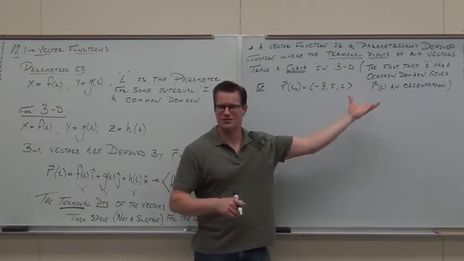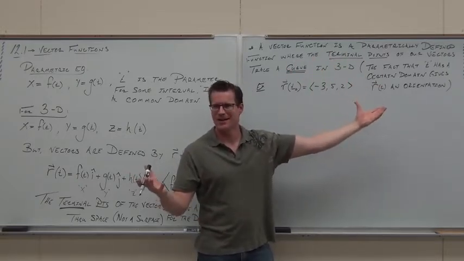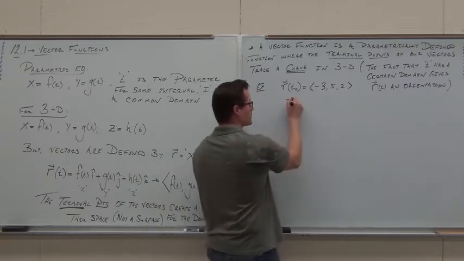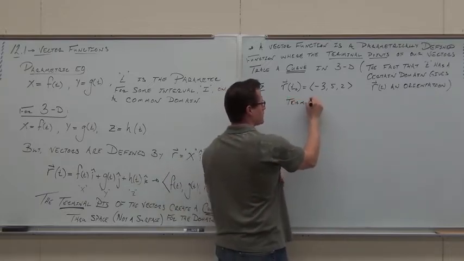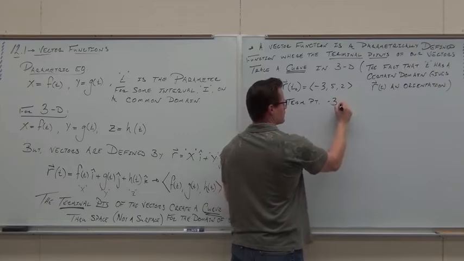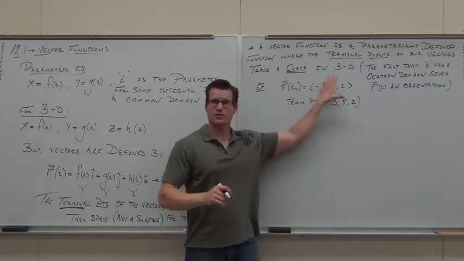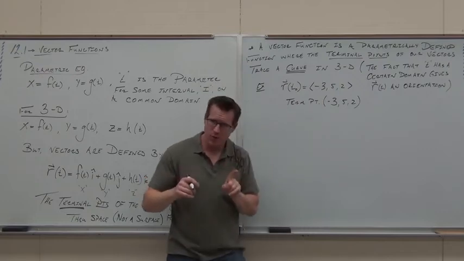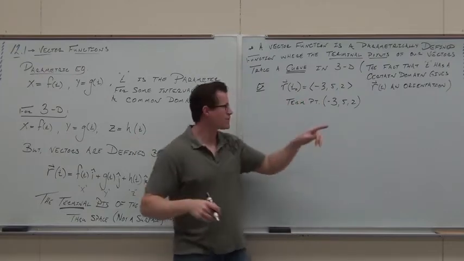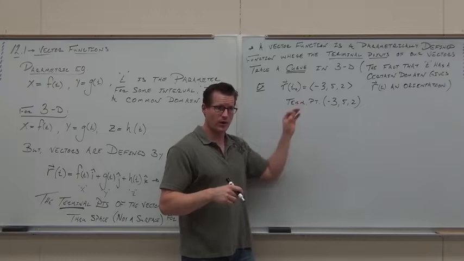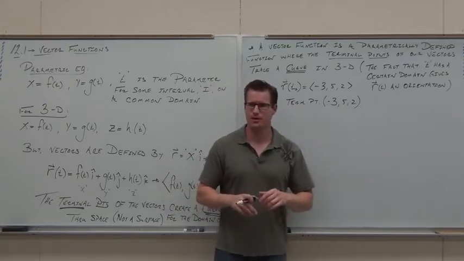What's the terminal point of this vector? What point does it terminate at? Negative 3, 5, 2. So the terminal point of our vector is negative 3, 5, 2. It starts at the origin. It points to negative 3, 5, 2, wherever that is. But its terminal point, where it's stopping, is at negative 3, 5, 2.